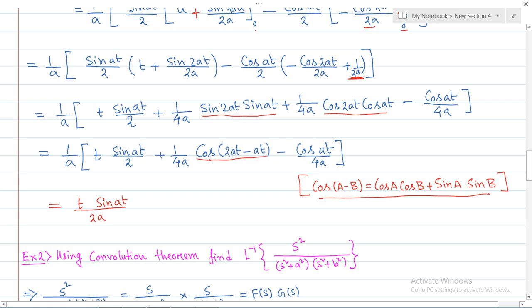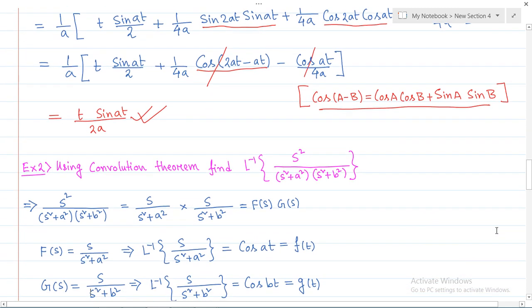So after doing this, we are having 1 by 4a cos at. Another term is there, minus 1 by 4a cos at. So these two terms are basically going to cancel out. So what is our final answer? That is t sin at upon 2a. So this is the process by which we can find out the convolution of the Laplace inverse.